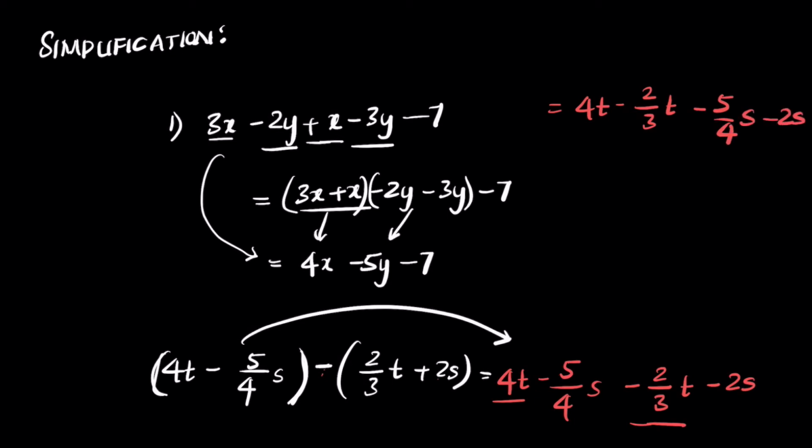So what we can do here is take the variable common so that you can add the constants. The variable here is t, so take t common, and get 4 minus 2 by 3. In the same way, in the second one, take s common, so you get minus 5 by 4 minus 2s. Notice that we have taken both minuses inside, that's why we still have plus on the outside.